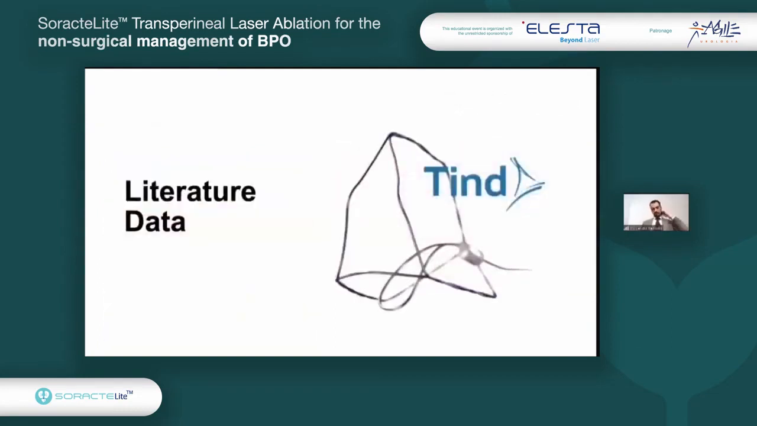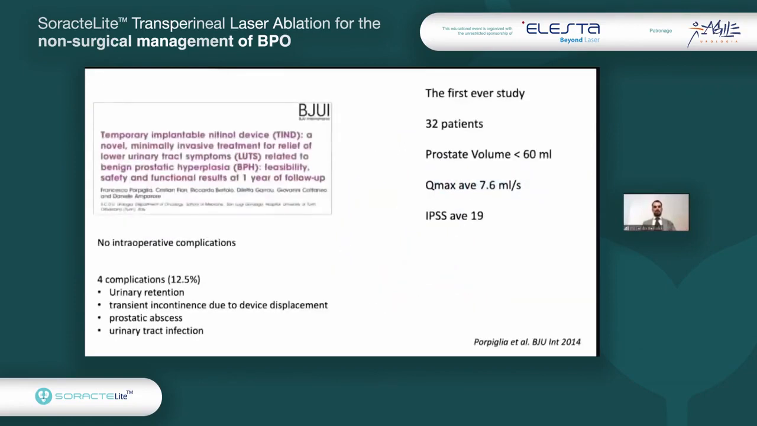The literature data about the temporary implantable nitinol device started with the first generation, that is now out of the market. The first ever study was performed on 32 patients. I am pretty familiar with this research group. The prostate volume was below 60 milliliters, and the patients were obstructed, with an average Qmax around 7 milliliters per second and a high IPSS. There were no intraoperative complications, and just a couple of postoperative complications, including urinary retention, transient incontinence due to the device displacement, that is something that has to be considered, and prostatic abscess in one case, and urinary tract infection in another case.